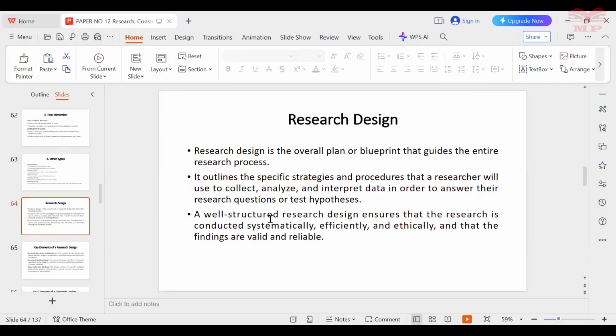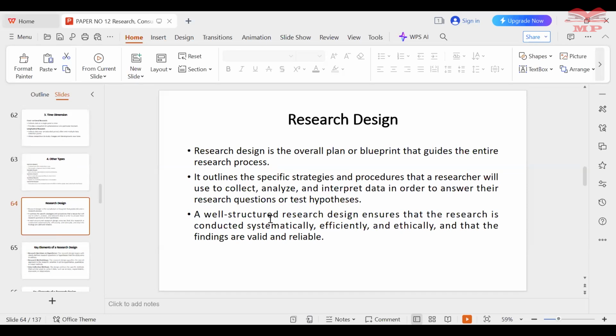Research design. So what is a research design? A research design is the overall plan or a blueprint that guides the entire research process.